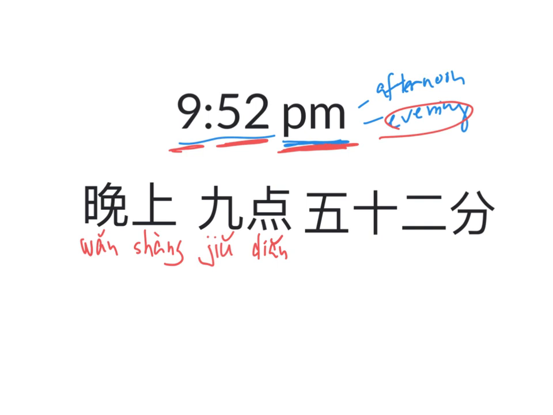So, 52分. Okay, so the Chinese for 9:52 p.m. would be 晚上9点52分. That is 9:52 in the evening.